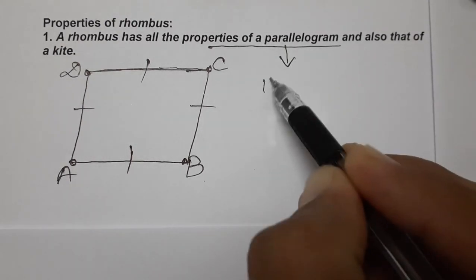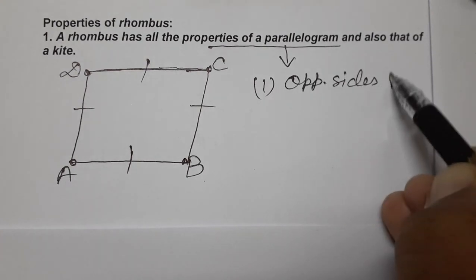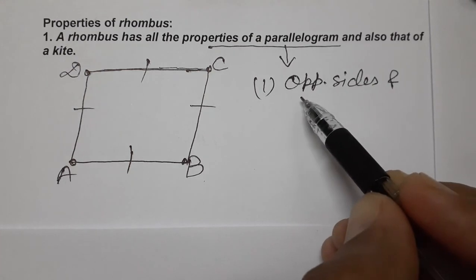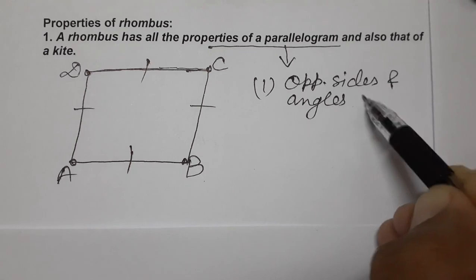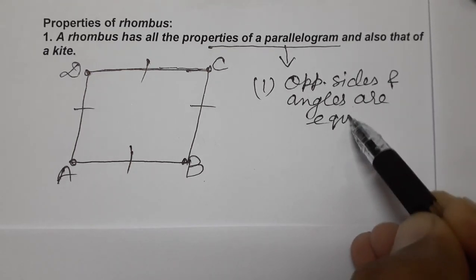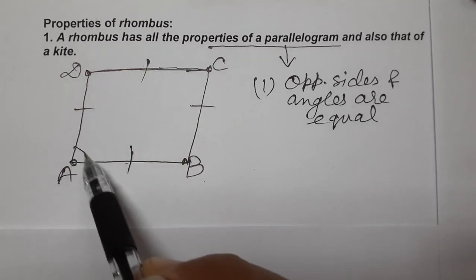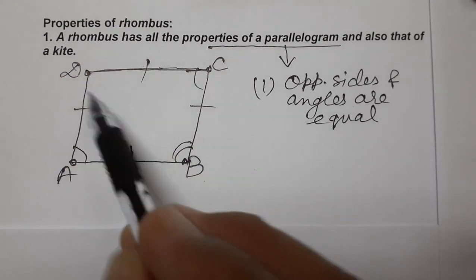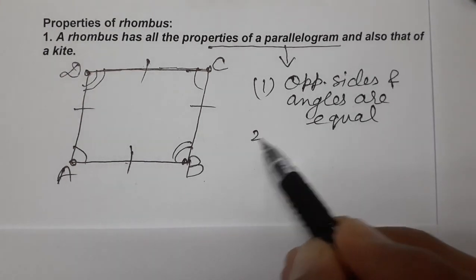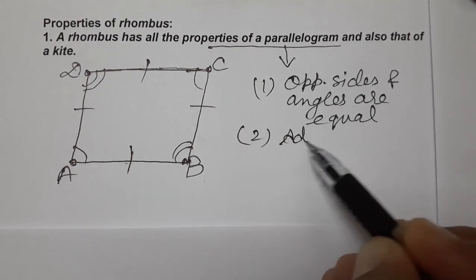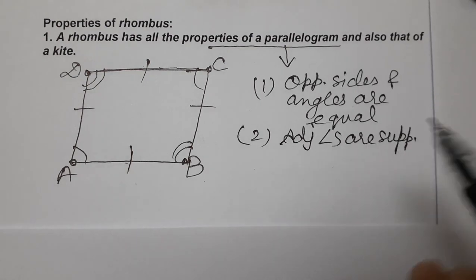Firstly, opposite sides and angles are equal. First property is that opposite sides are parallel, of course. Opposite sides are equal. Opposite angles are equal. This is the property of parallelogram. So this is the property of rhombus also. Secondly, adjacent angles are supplementary. So here also adjacent angles are supplementary.